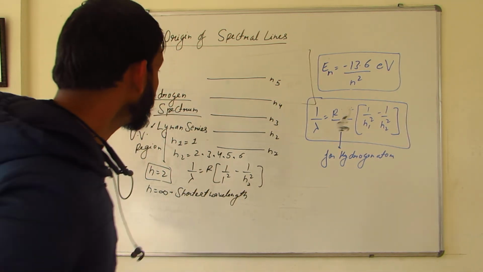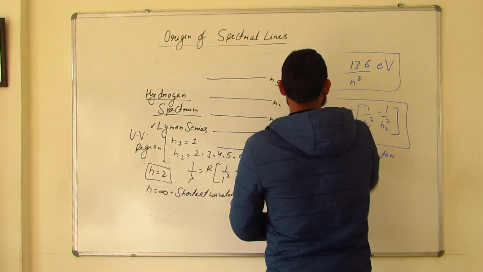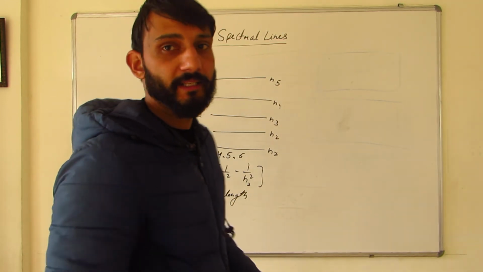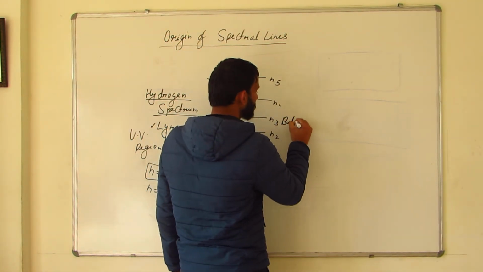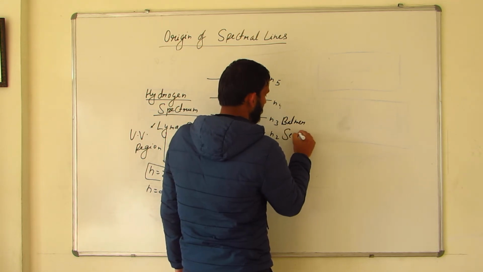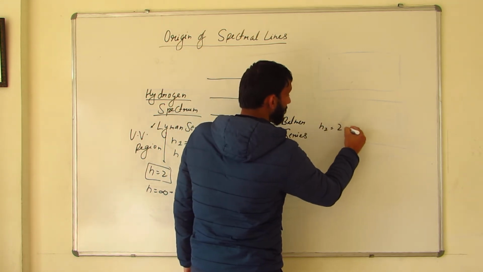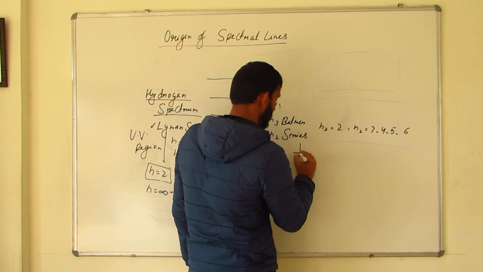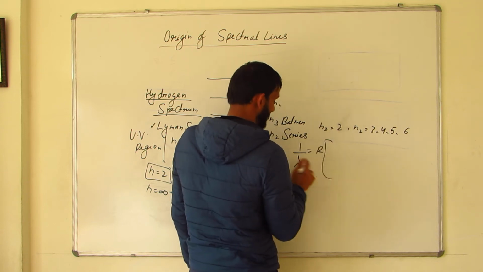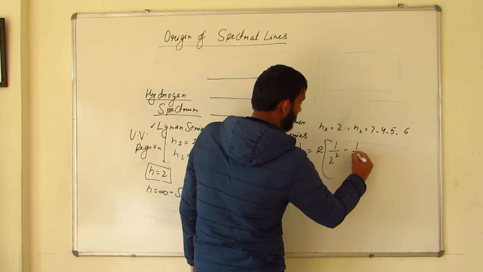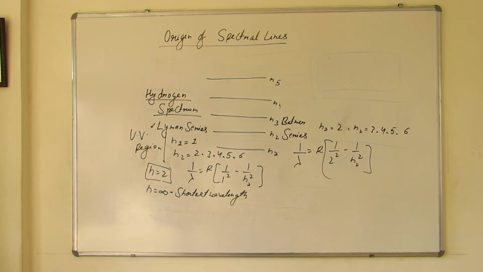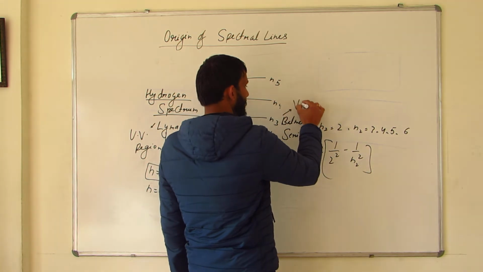Similarly, the next series is what we call the Balmer series. For Balmer, n1 will be equal to 2 and n2 will be equal to 3, 4, 5, 6. The formula is 1 by lambda is equals to R, 1 upon 2 square minus 1 upon n2 square. So n2 will range in the value of 3, 4, 5, 6 and so on. Now the Balmer series is in the visible region.